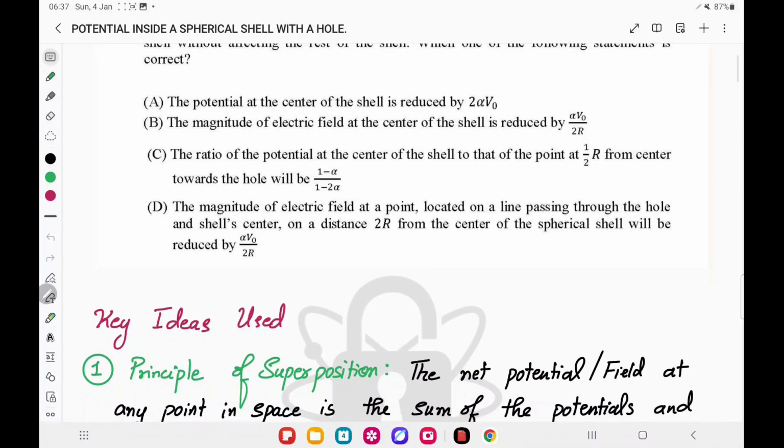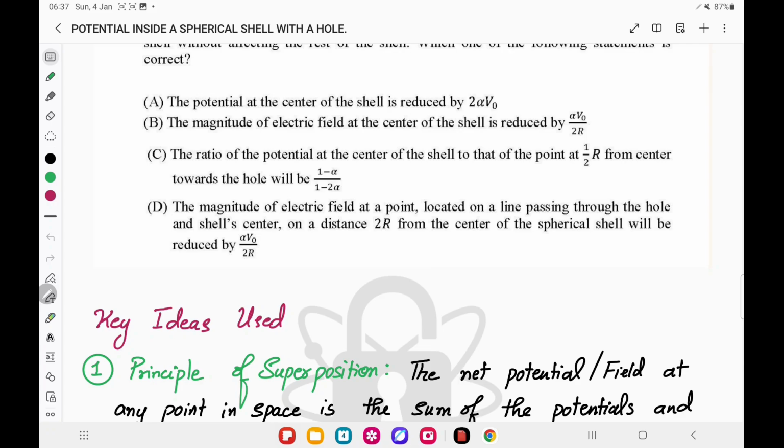Option D. The magnitude of electric field at a point located on the line passing through the hole and the shell center, at a distance 2r from the center of the spherical shell, will be reduced by alpha V naught by 2r. So this is the question. You can pause and read it again if you wish.